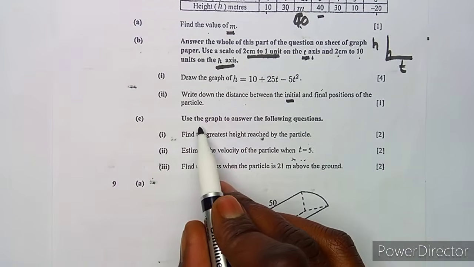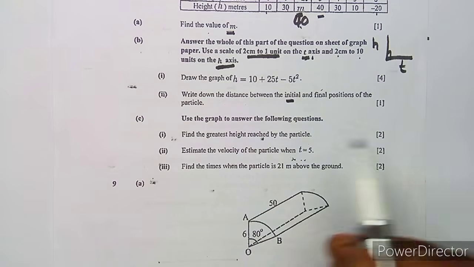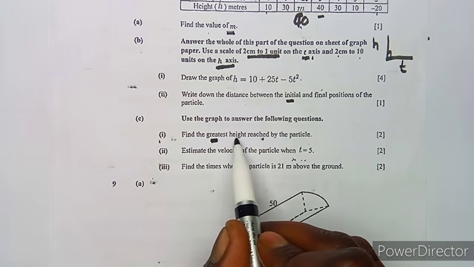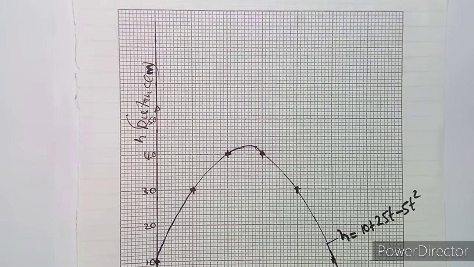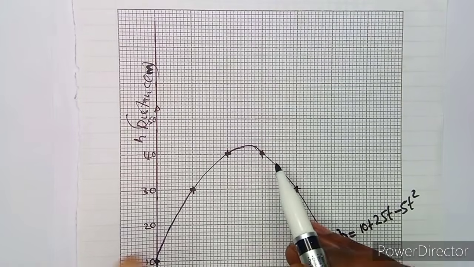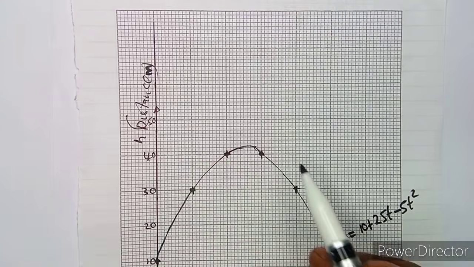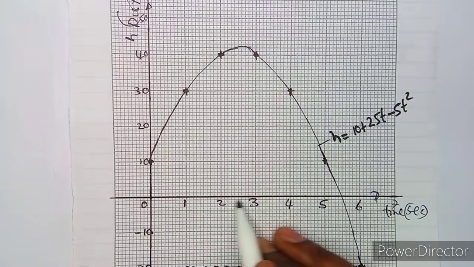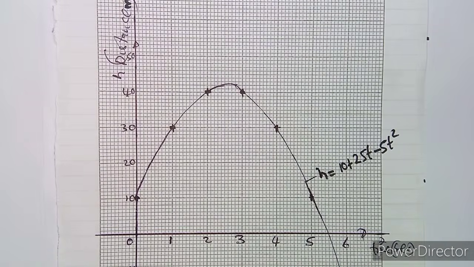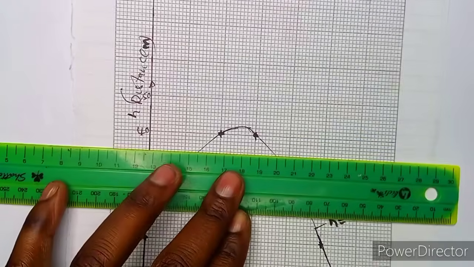On C item 1, you're asked to use the graph to answer the following questions. Item 1, find the greatest height reached by the particle. So the greatest height, guys, is the one that I was saying, this one that happened at the turning point there. So definitely it is going to be in between 2 and 3. If you think that you can have a problem doing this, you can actually find a point in between 2 and 3. Your maximum value will be in between these 2 points.